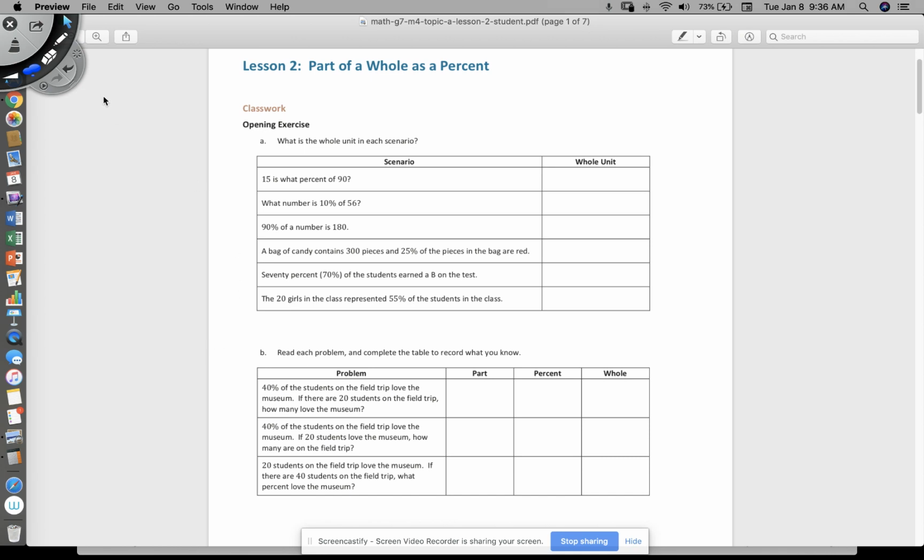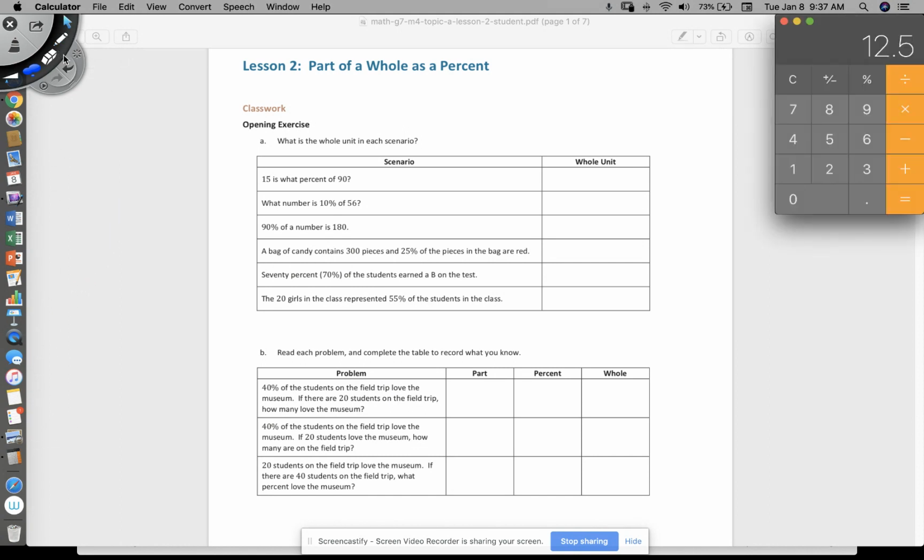All right, this is 7th grade, Module 4, Lesson 2, part of a whole as a percent. So we're going to continue working with our percents today, and we're going to actually start solving some of them. So you want to have that calculator handy because it will come in to help us a little bit here.